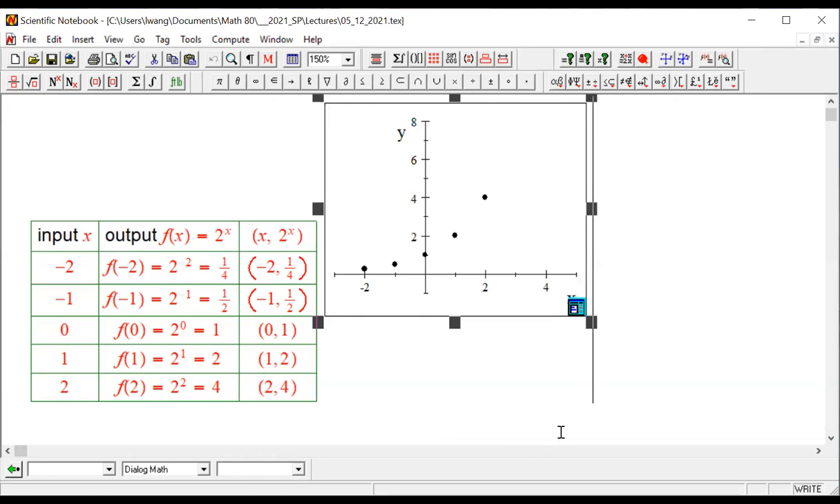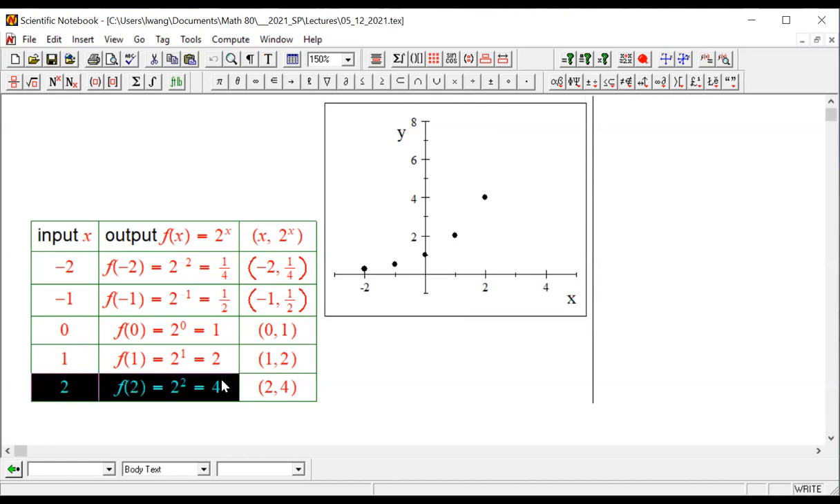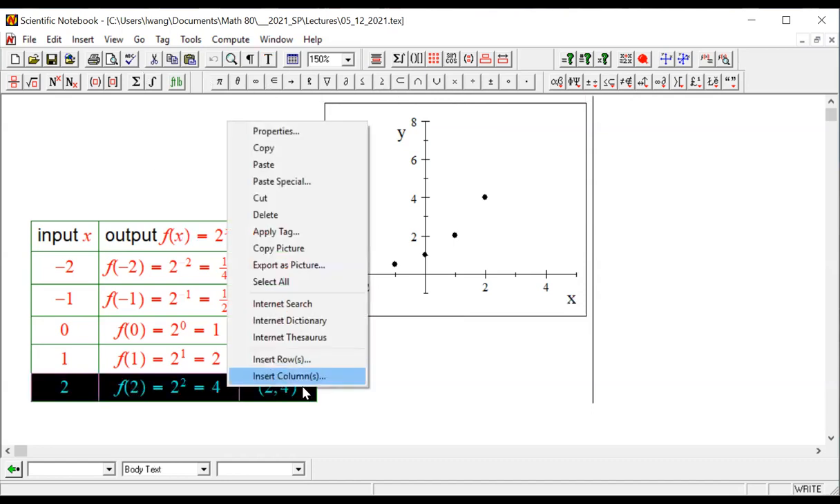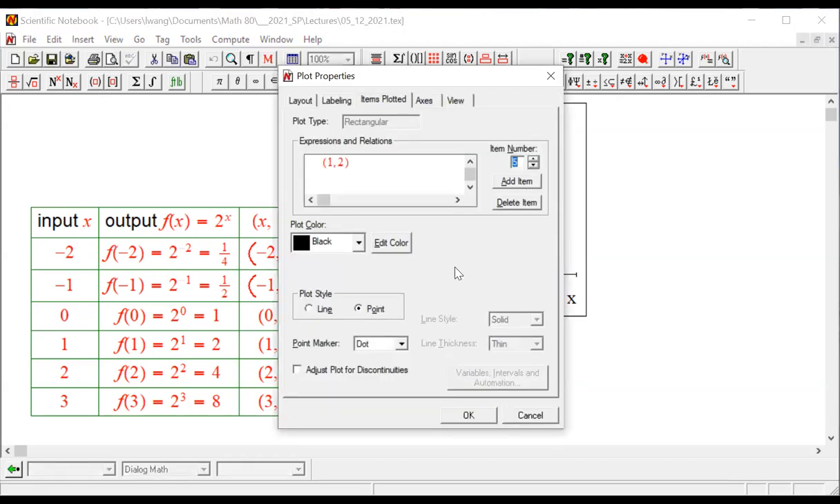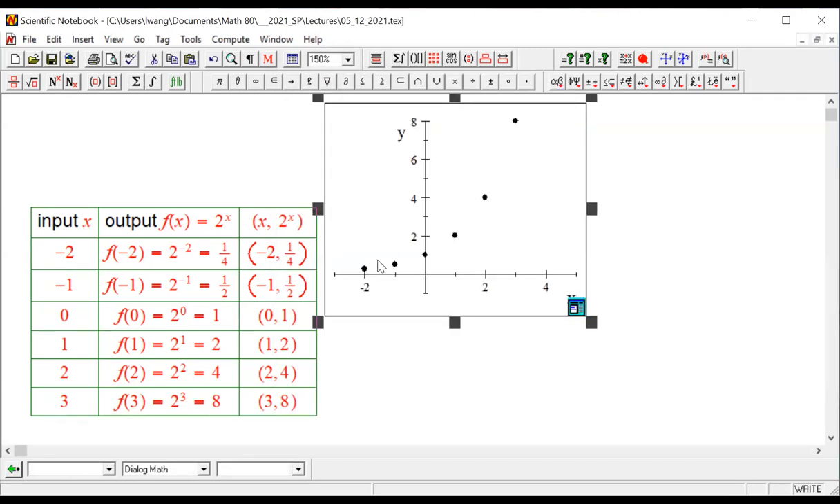And of course, we can do more points. If you want to do more points, let's do one more point. Input is 3. f of 3, when the input is 3, the output is going to be 8. So we have one more point, 3 is the input, output is 8. I'm going to put this point on the chart as well. That's 6 points.